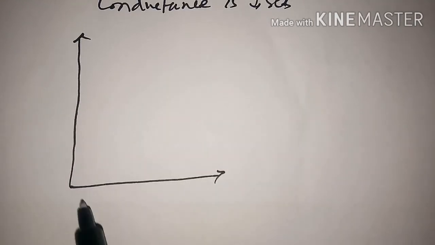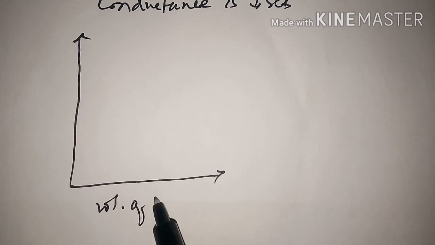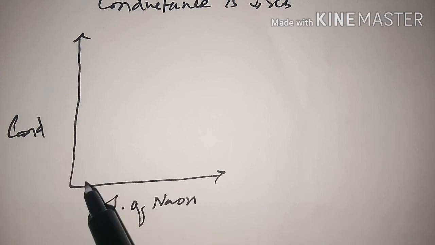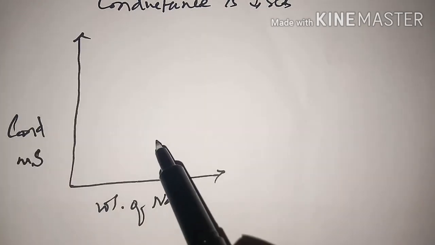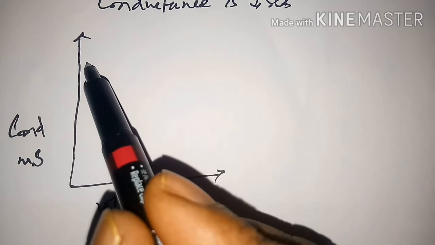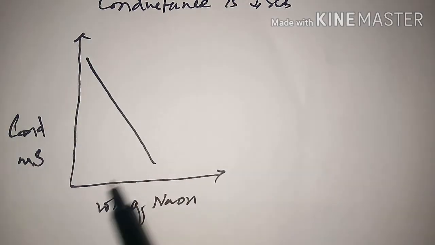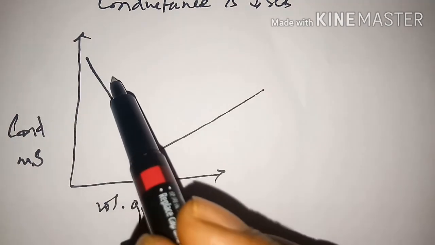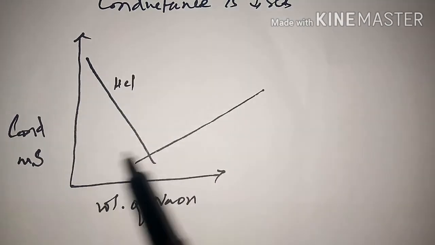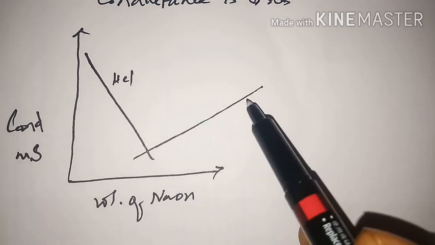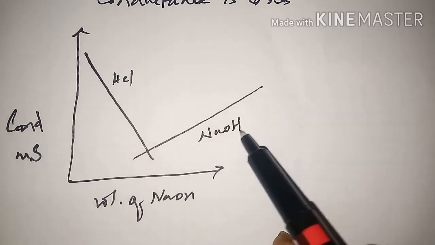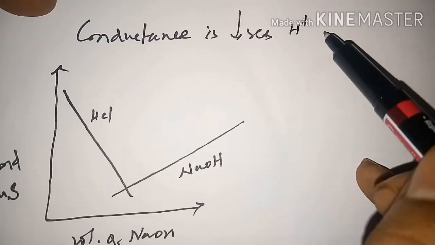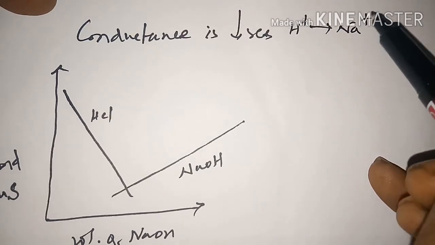Now this is the volume of NaOH, and this is conductance in Siemens or millisiemens, whatever it may be. Initially the conductance is very high. Then it will decrease and then it will increase. The decrease is due to the replacement of H+ with Na+. This is due to HCl, and again the conductance increases due to unreacted NaOH. The conductance goes on decreasing until all the H+ is replaced with Na+.